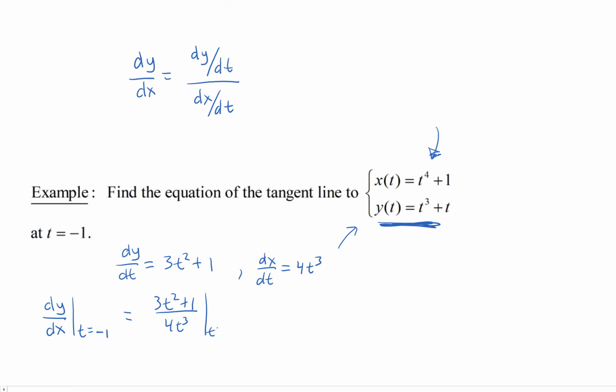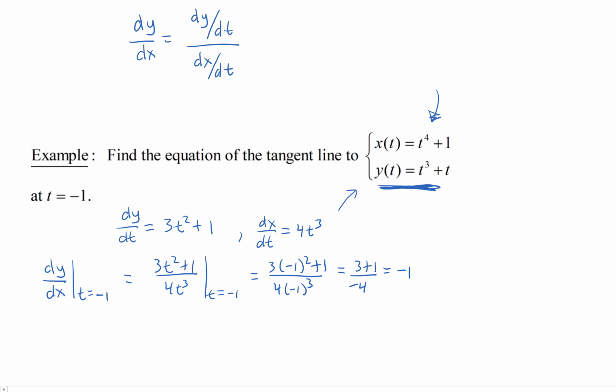And I'm going to evaluate this at t equal to -1. Plug in -1, what do we get? 3 times (-1) squared plus 1, over 4 times (-1) cubed, which gives me 3 plus 1 over -4. Of course, that's 4 divided by -4. That's -1. And thus, we know that the equation of the tangent line of this parametric curve at the parameter location t equal to -1 has, well, a slope of -1 there, ironically.